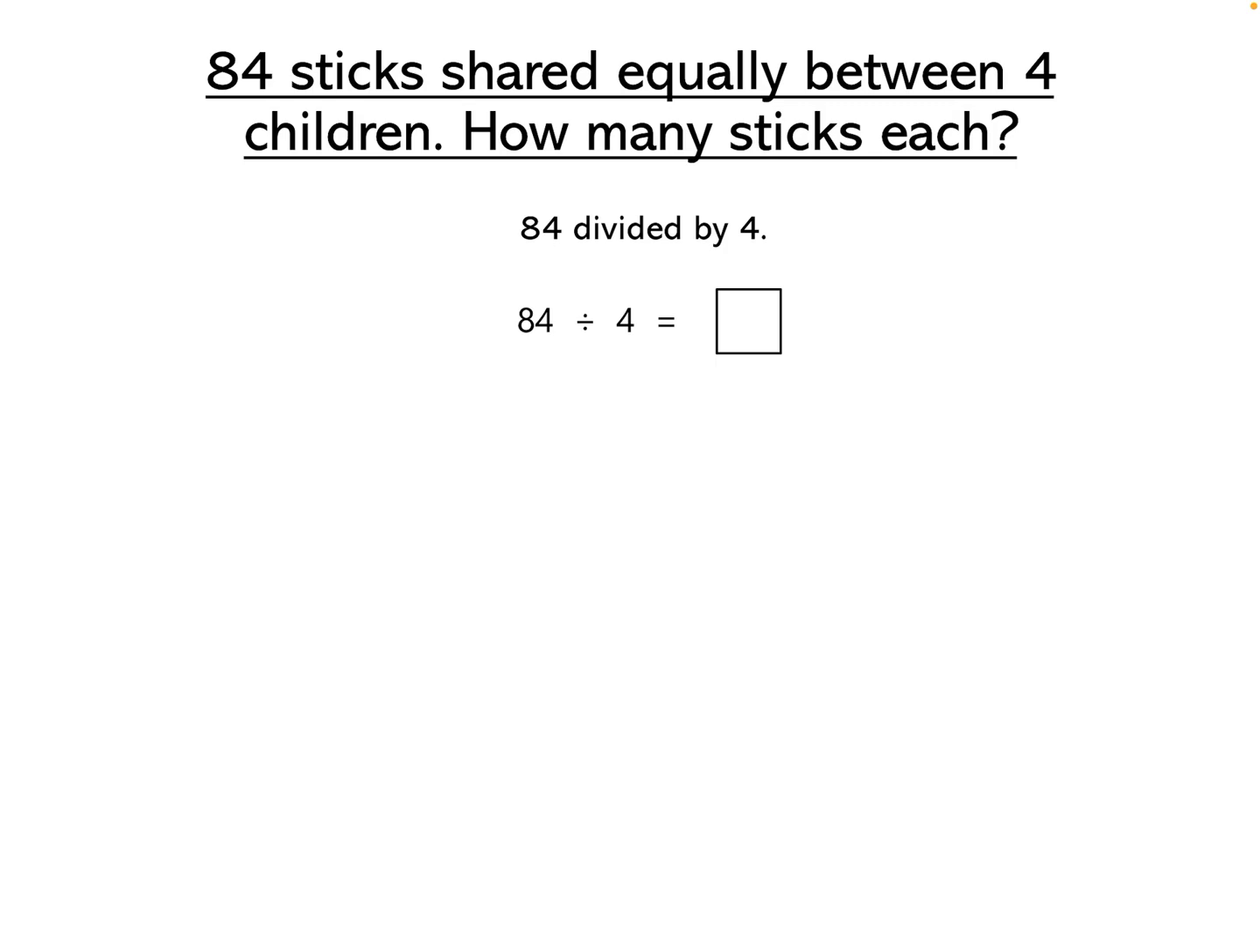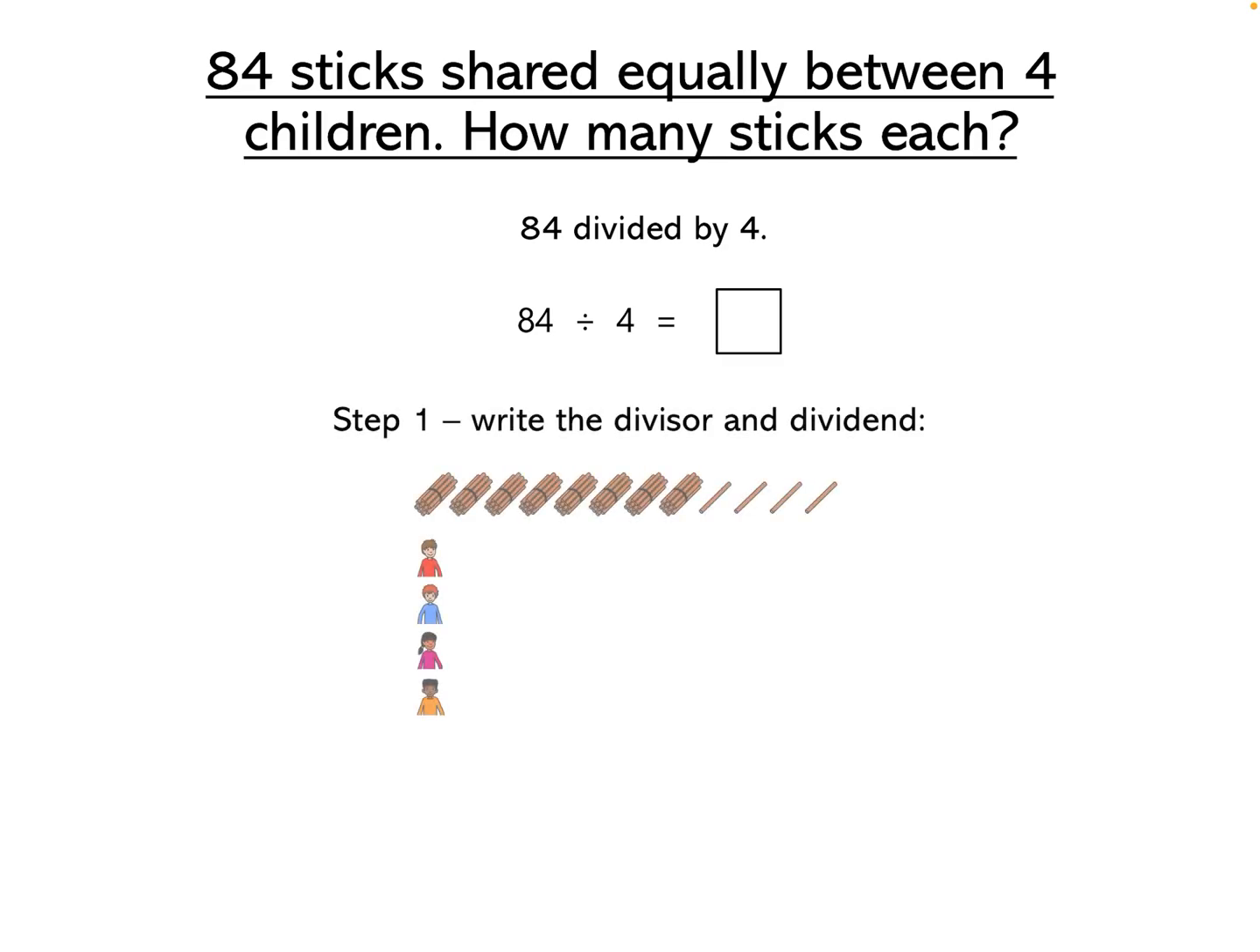Now, how do we go about answering a question like that? Well, we can do that in steps. So, step 1, I want you to write out a divisor and a dividend, and that might look something like here. This is what we're aiming towards. This is a more formal method, but you can see here I have represented 84 as 8 bundles of 10 followed by 4 ones. That's perfectly fine as well.